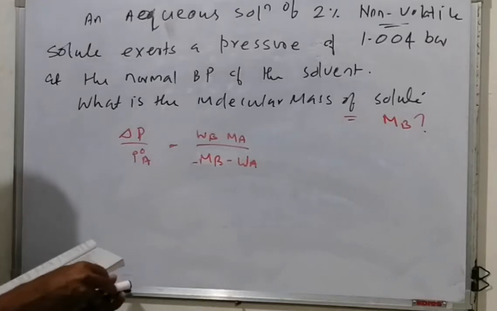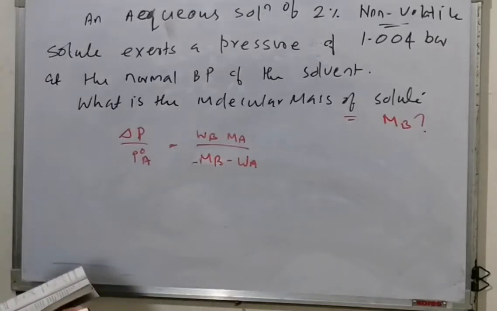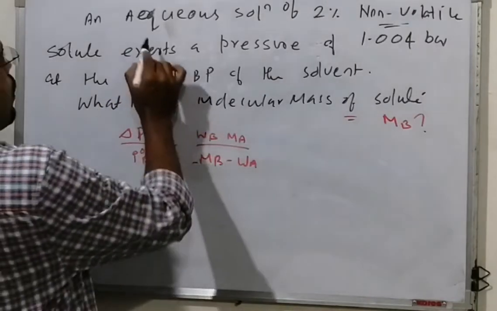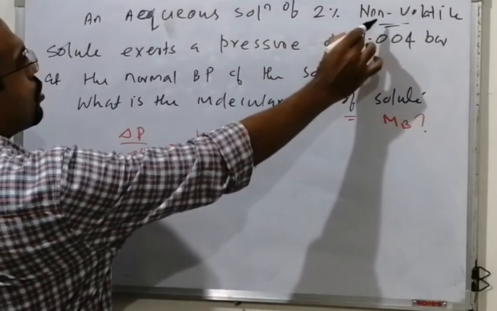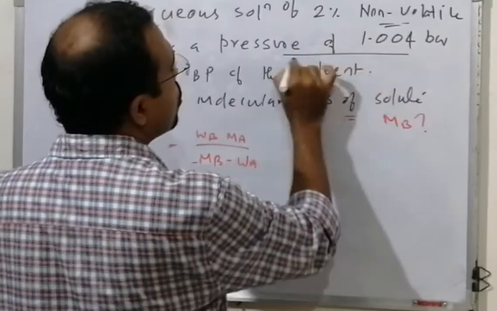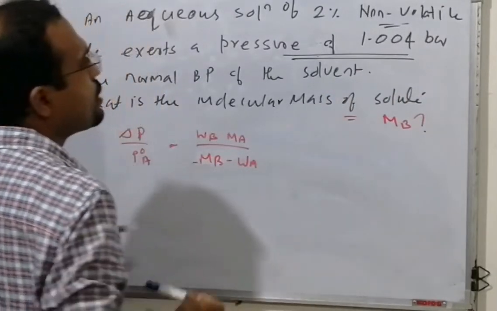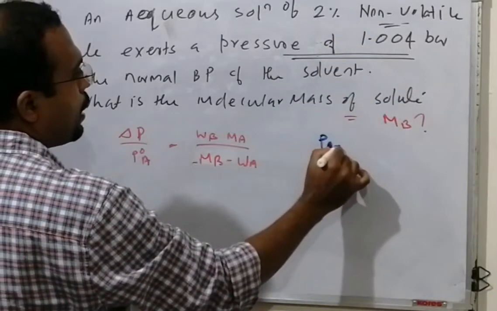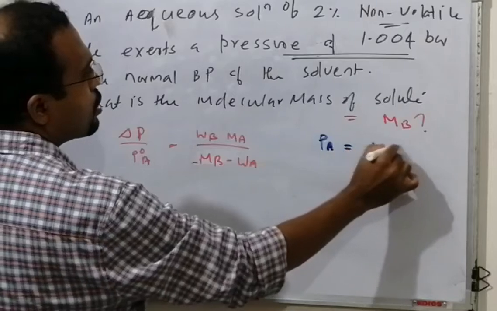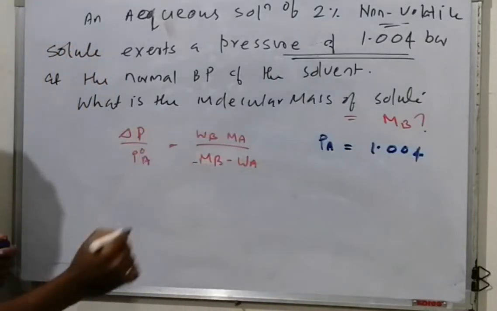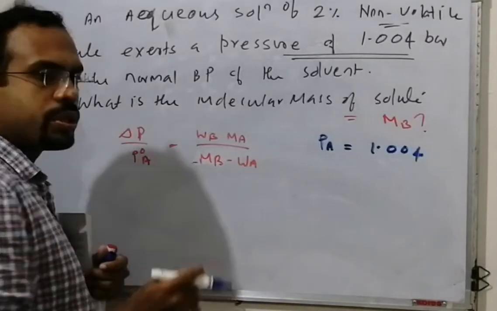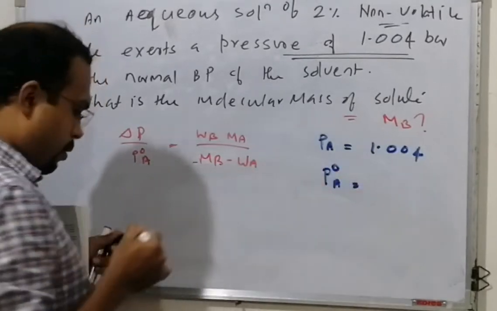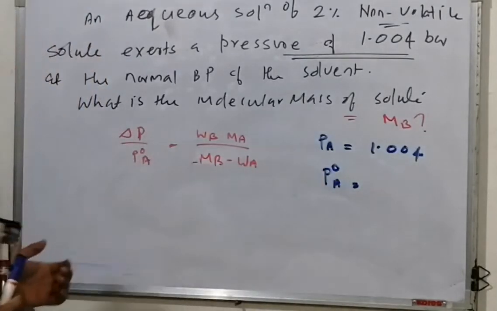Now we want to calculate this. An aqueous solution of 2% non-volatile solute exerts this pressure. Therefore, this is nothing but PA, that is 1.004. At the normal boiling point, what is P0A? Here water is mentioned, so aqueous solution means the solvent is water.